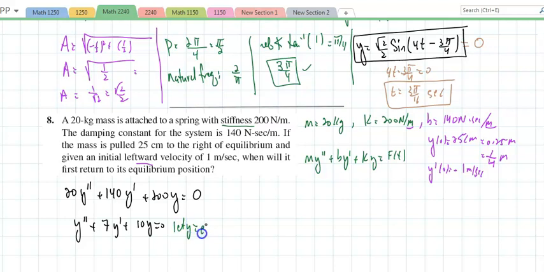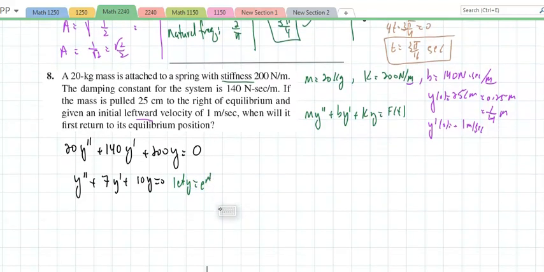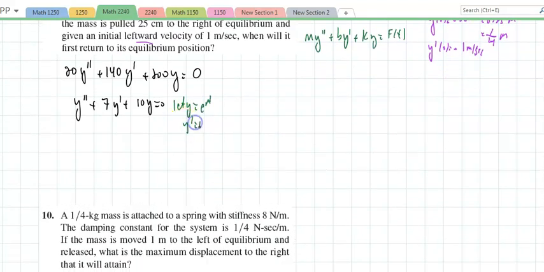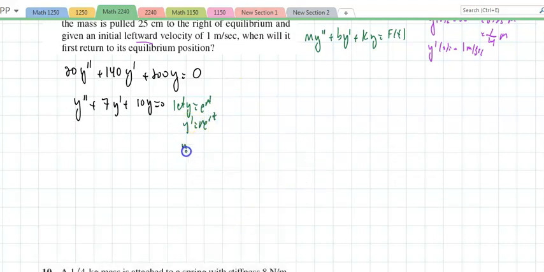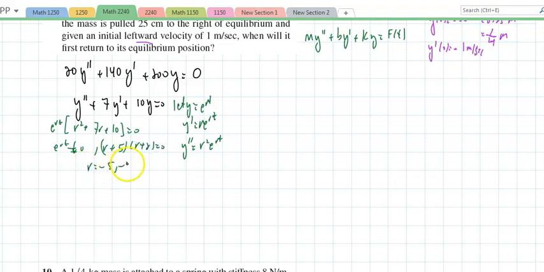Let y equal e to the rt. Then y prime equals r e to the rt, and y double prime equals r squared e to the rt. So I'm looking at e to the rt times r squared plus 7r plus 10 equal to 0. e to the rt can never equal 0. It must be r plus 5 times r plus 2. So r equals negative 5 and negative 2.